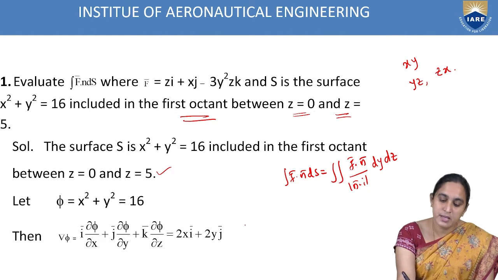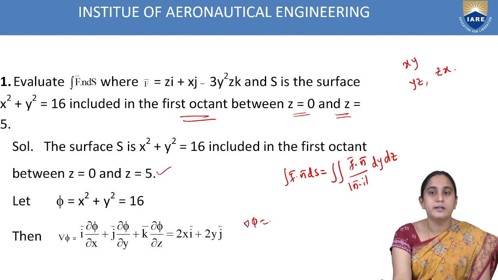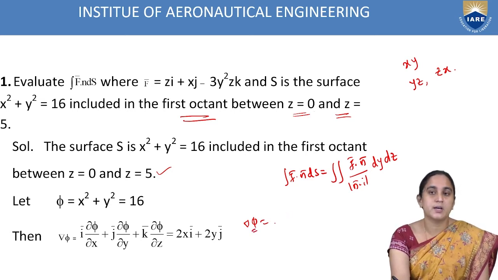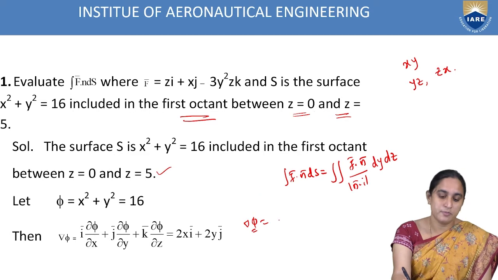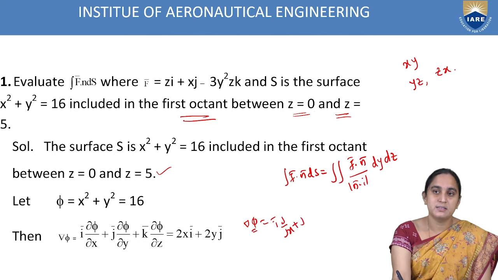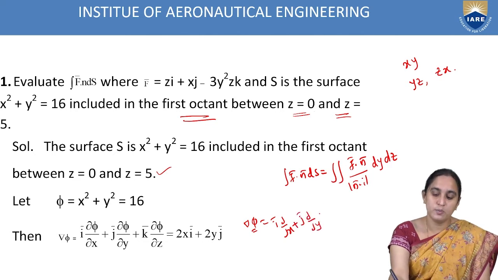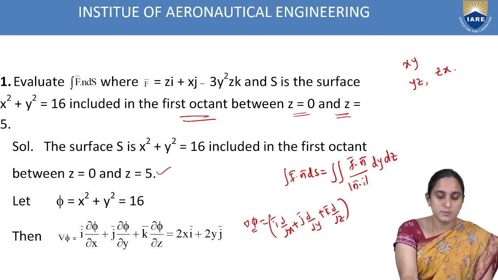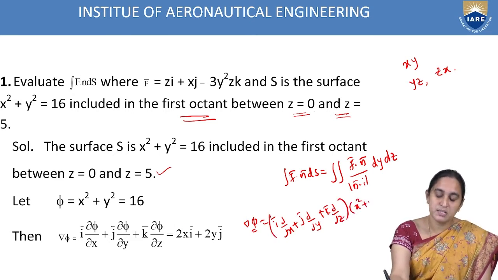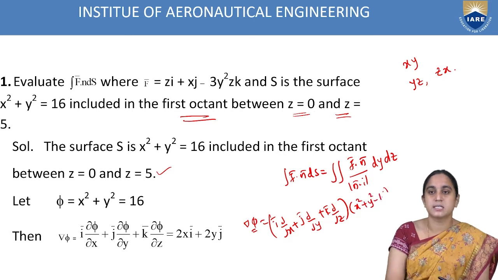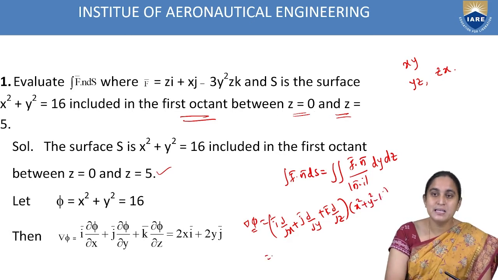What is del phi? Already we discussed del phi in the previous sessions. Is phi a vector or scalar? This is scalar form. That means del is i bar into dou by dou x plus j bar into dou by dou y plus k bar into dou by dou z, into phi, which is x square plus y square minus 16. Here phi is scalar.